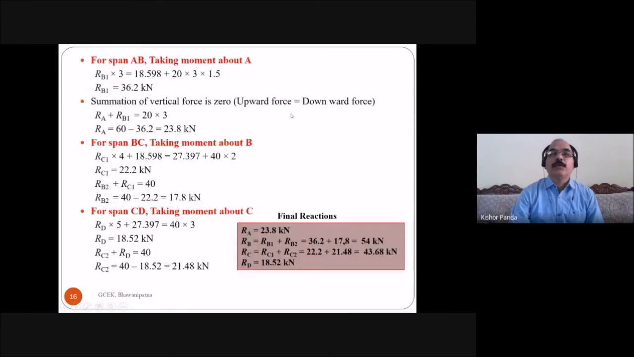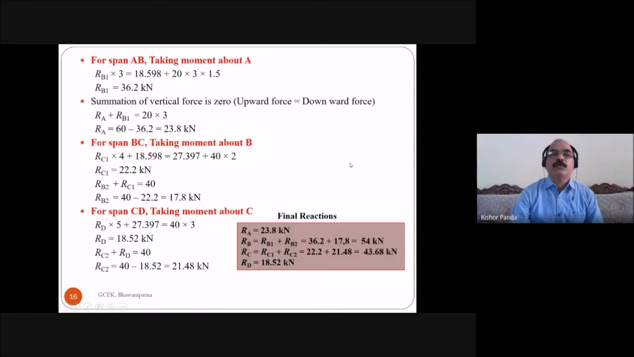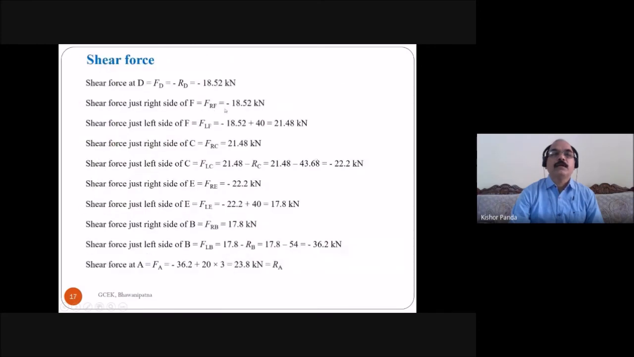Then what is the shear force just right of F? Because here there is no loading, this remains constant. The shear force remains constant up to right of F. So the shear force just right of F is equal to minus RD, minus 18.52 kilonewton.